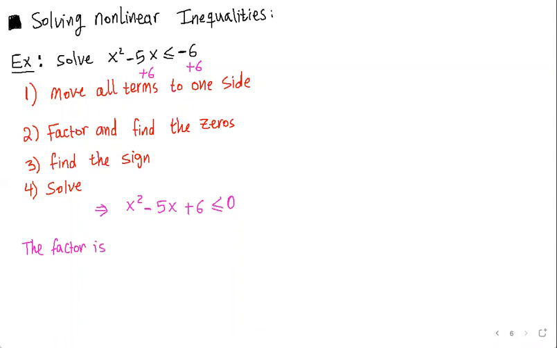What is the factor? -3 and -2. Yes. So I get x - 3, because -3 times -2 gives me 6, and -3 minus 2 gives me -5. So x minus 3 and x minus 2. Now find the zeros. This means make it equal 0 to find the zeros.